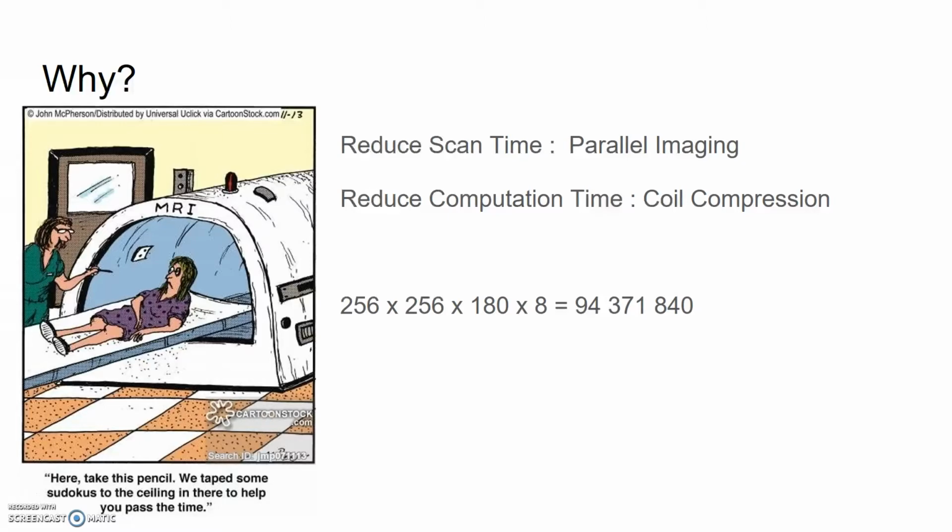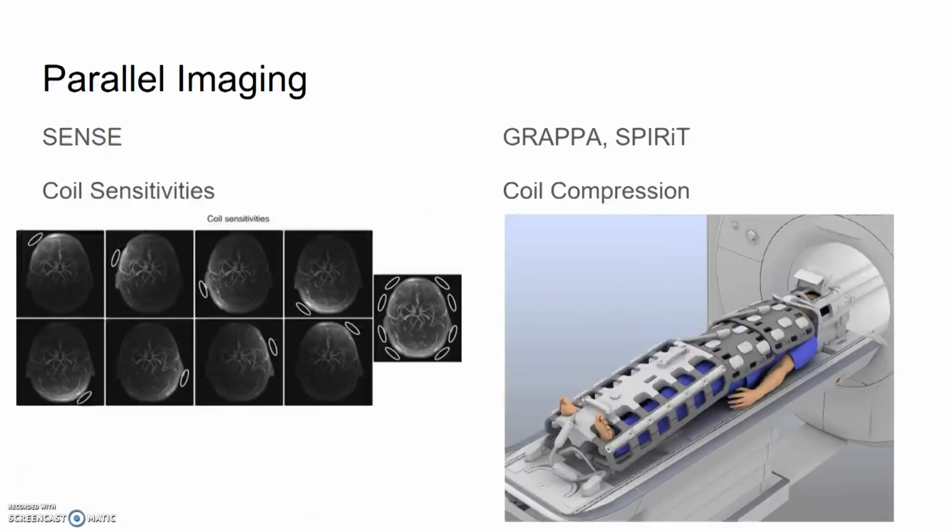However, now we have a lot of data. If a single slice were a 256 by 256 matrix that holds complex values, then in the third dimension extended 180 slices, and there were 8 coils, then we would have that amount of data points. So now we would like to use coil compression to decrease the amount of data to be processed.